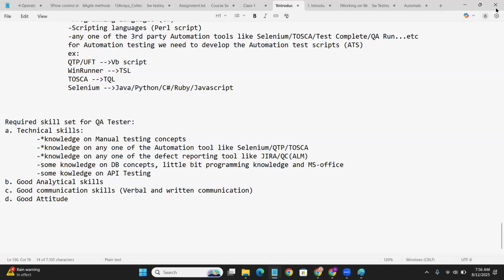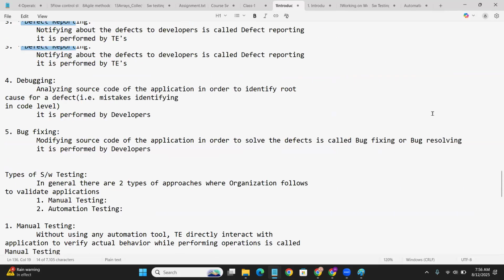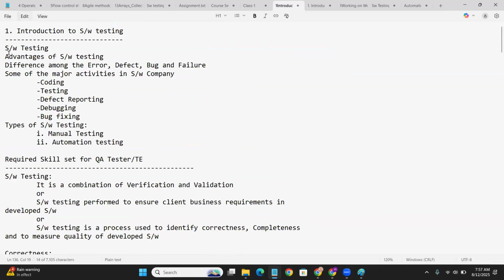Survey is clear. There is a class for us today. First chapter, introduction to software testing. What we learned here, once again, see what topics we discussed. What is software testing is covered. Advantages of software testing is covered. Difference among error, defect, bug, and failure completed. Some of the major activities. Now here there is clarity: testing is different, debugging is different, intention is different. Then types of software testing. Finally, the required skill set for a QA tester we discussed.